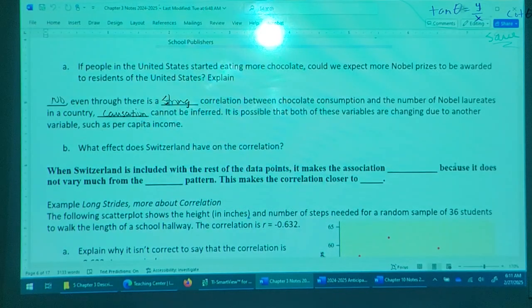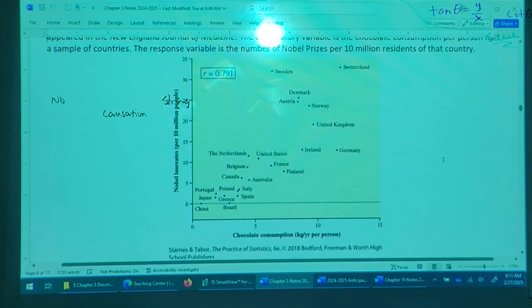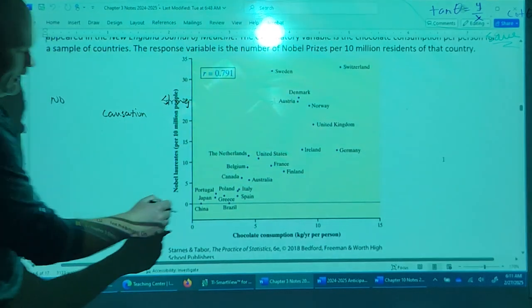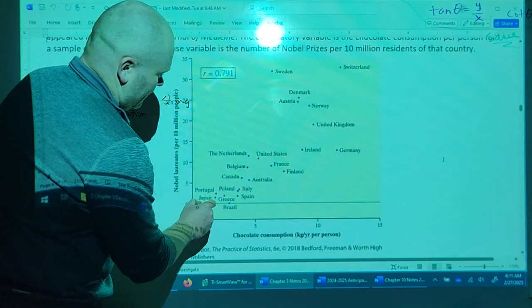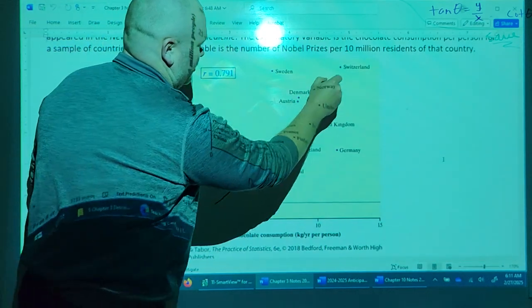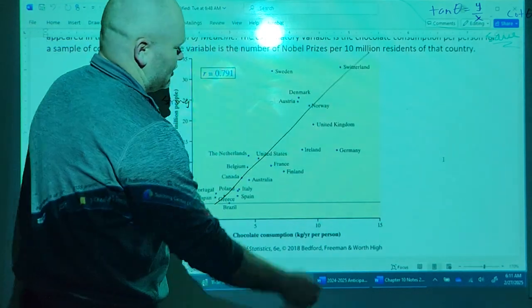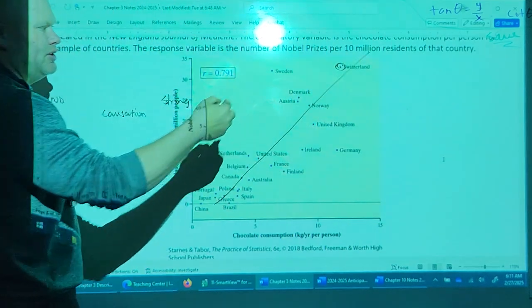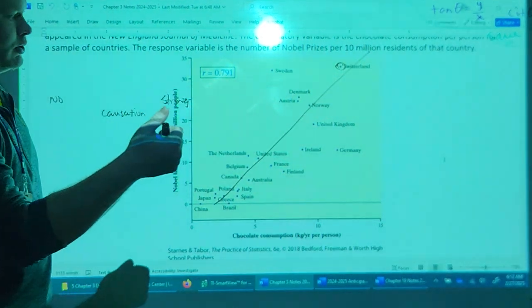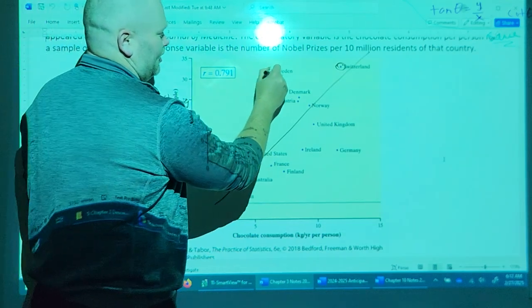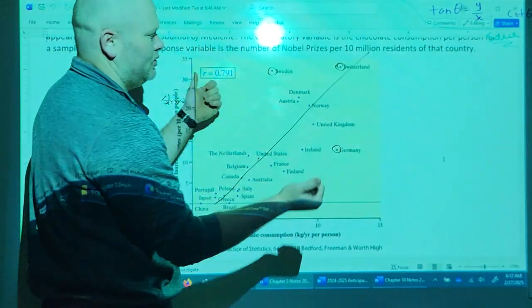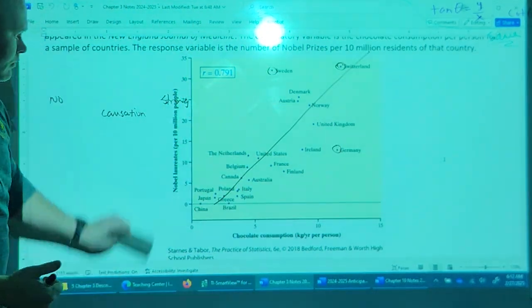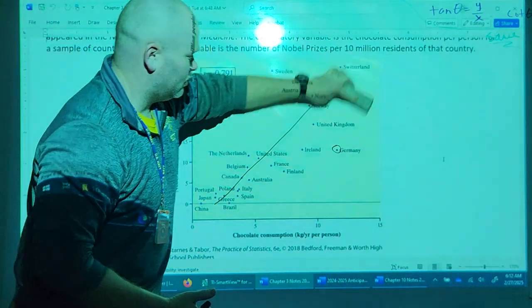What effect does Switzerland have on the correlation? Okay, so if you take a look back at that scatter plot, we kind of have this best fit line here. We drew it through the center of the data. So because Switzerland is so close to this best fit line, Switzerland is actually increasing the correlation, whereas these points out here like Sweden and Germany, they would be decreasing the correlation. Okay, so Switzerland is increasing the correlation.